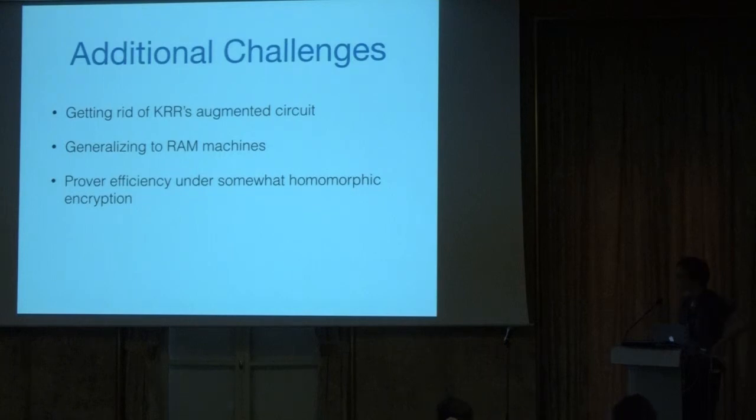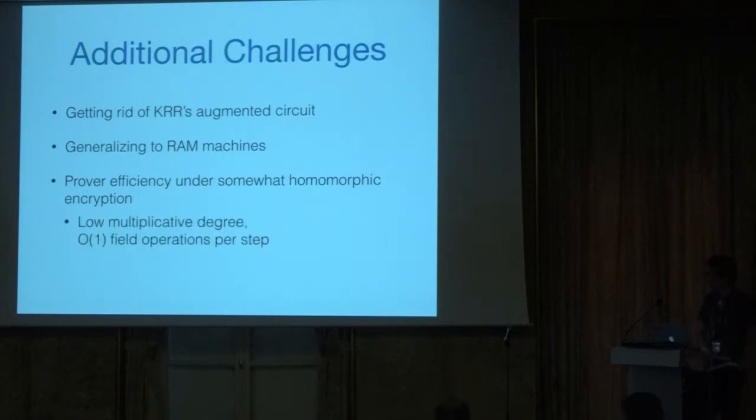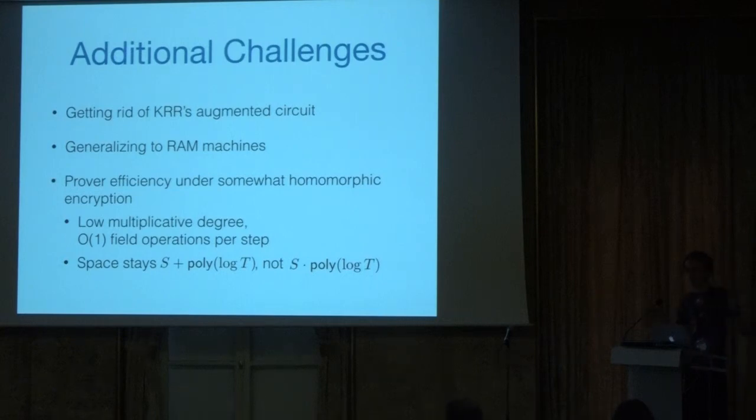I also didn't talk about how the prover was going to be running underneath this somewhat homomorphic encryption scheme. It actually is not as bad as it sounds. The homomorphic computation that we actually need to run is of very low multiplicative degree, like log in the running time. And most of the computation is actually done outside of the homomorphic encryption. So in general, if you have a space S computation and you just stick it into a homomorphic encryption scheme, you'll get a multiplicative increase in the space. But because most of our computation is happening outside of that, we still keep an additive overhead.